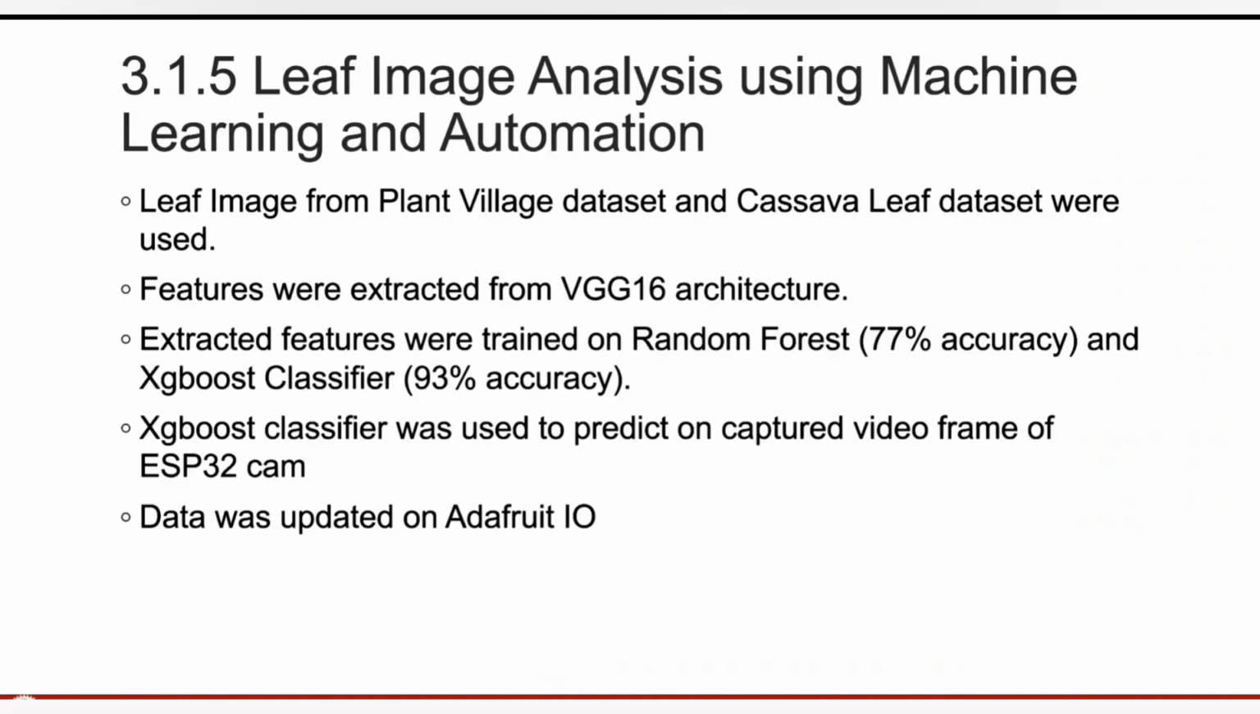As an application of the ESP32 CAM live feed, leaf image analysis with an automated ML system was implemented. The backend model was a pre-trained VGG16 architecture. Used datasets were plant village and cassava leaf image datasets. The extracted feature was trained on random forest and XGBoost, among which XGBoost results in higher accuracy. Predicted output was updated on Adafruit IO so that farmer doesn't need to go through all the nitpick of the model itself.